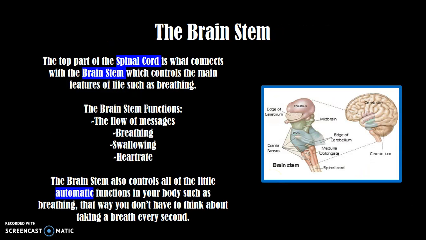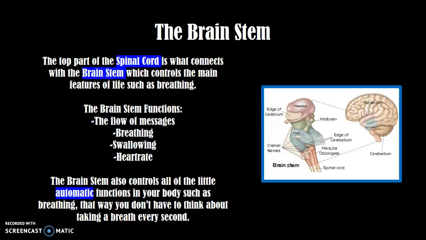So the third thing I'll be talking about is the brainstem. As you can see, before I get started, over here this is the thalamus. This is what I just talked about. As I just said, it serves as the relay center of the brain where most senses are routed for processing. But to get back to the brainstem, the top part of the spinal cord is what connects with the brainstem, which controls the main features of life. So all the functions of the brainstem would include the flow of messages throughout the body, breathing, swallowing, heart rate, blood pressure, literally everything.